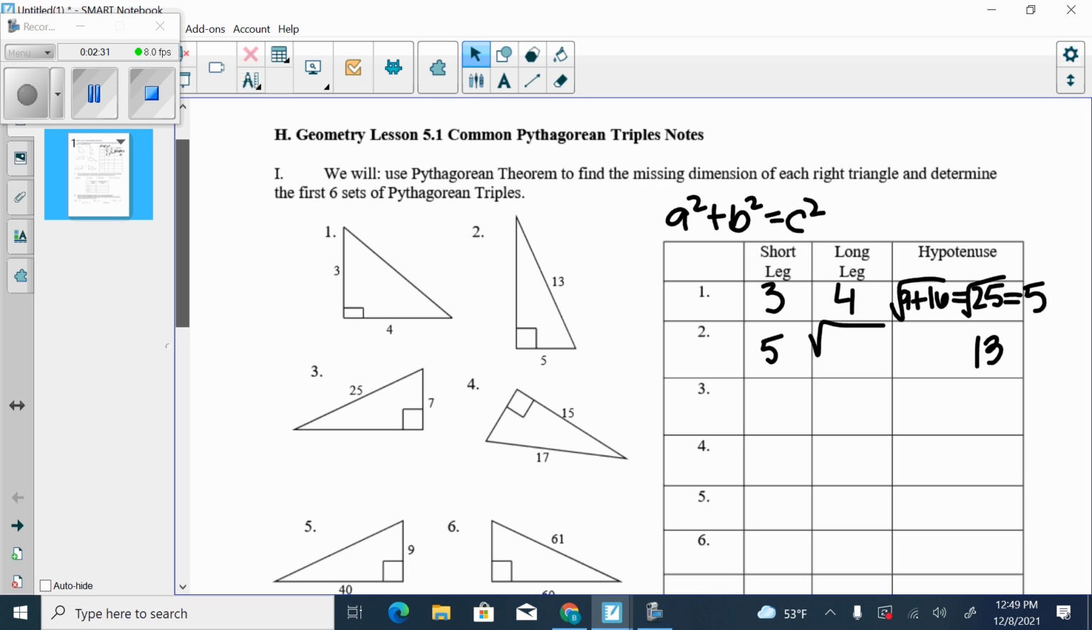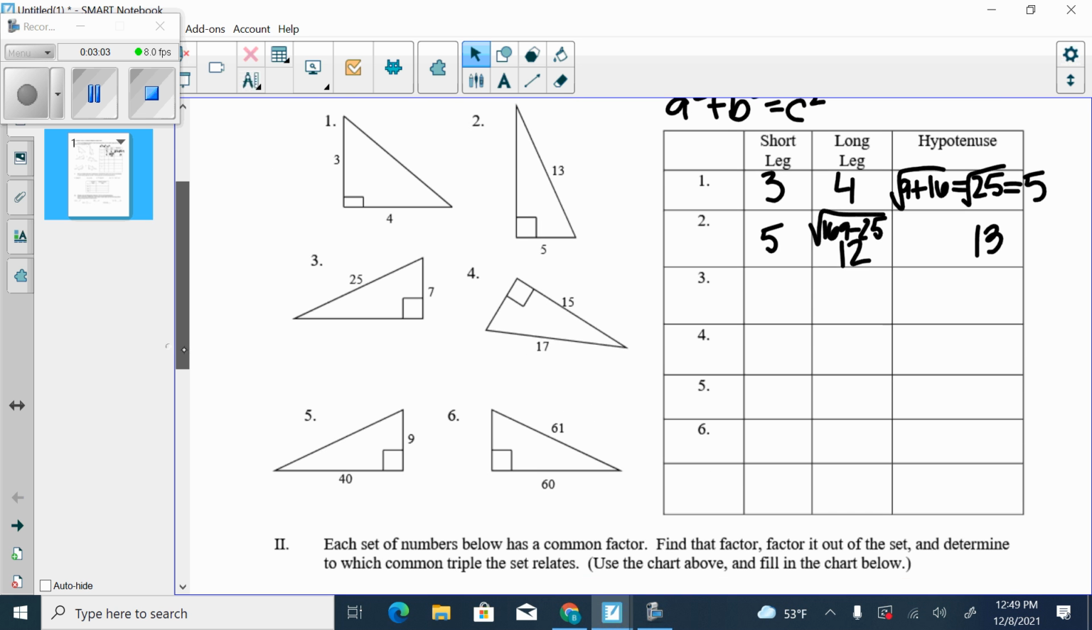Well, if our c is 13, what's 13 squared? Minus, what's our a squared? 25. And what is 169 minus 25? 144 in the square root. And the square root would be 12. Very good. So, our long leg would be 12. All right. So, basically, you can manipulate the formula for whatever seems to be missing, right? Okay, so let's do it for figure 3.